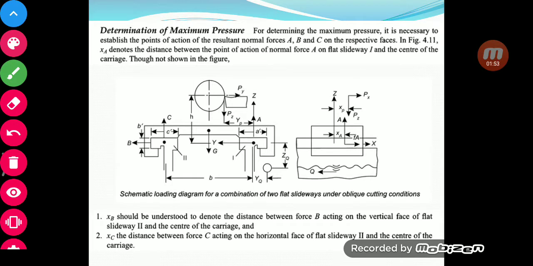So let's see what the slide here says. For determining maximum pressure, it's necessary to establish the points of action of the resultant forces A, B, C on the respective forces. Okay, and then it goes on to say what these XA, XB and XC are. Okay, so XB should be understood to denote distance between B acting on the vertical face of flat slideway 2 and the center of the carriage. Okay, so these are all distances from the center of the carriage.